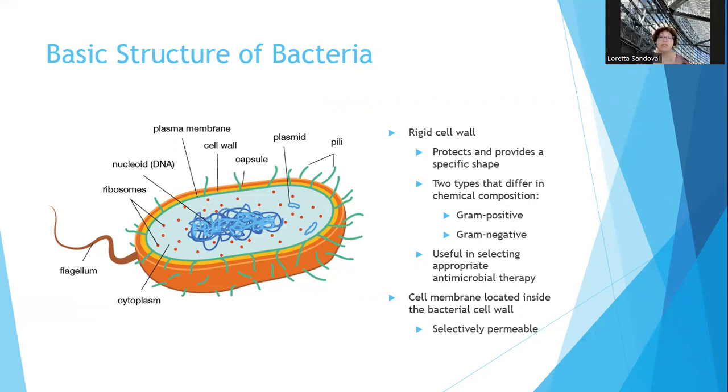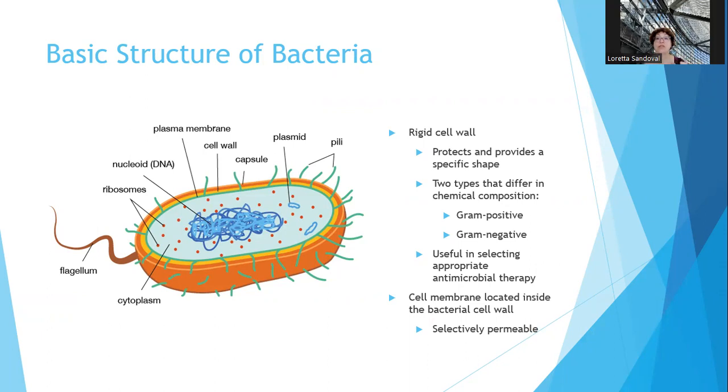It's useful in selecting appropriate antimicrobial therapy because gram-negative bacteria have certain properties and gram-positive bacteria have other properties. And the way antimicrobial drugs work to kill them is going to vary depending on whether they're gram-positive or gram-negative. That can be determined in the laboratory very easily just by staining them with the gram stain and see which ones take up the stain and which don't.